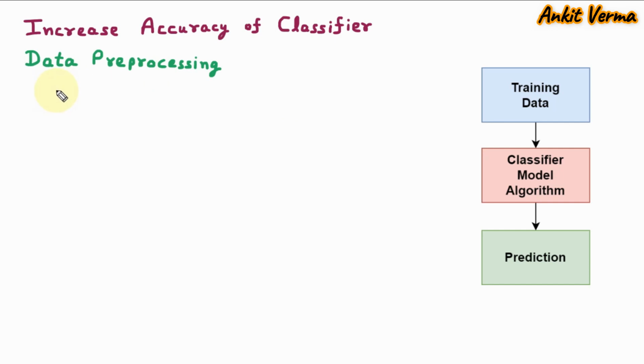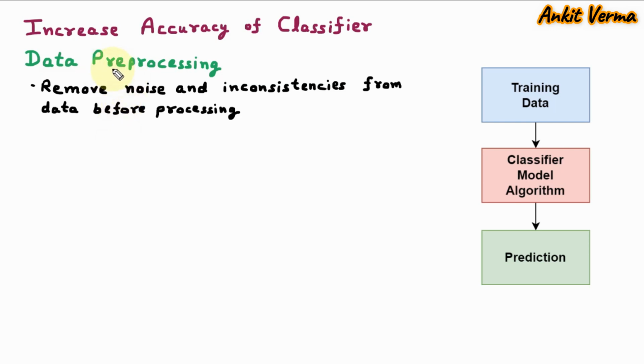Data pre-processing means removing noise and inconsistencies from data before processing. Here pre means before, processing means when we process the data. So before giving to the model, first of all, we are going to remove the noise and inconsistencies from the data. The techniques used for data pre-processing are the first one, handle missing data.